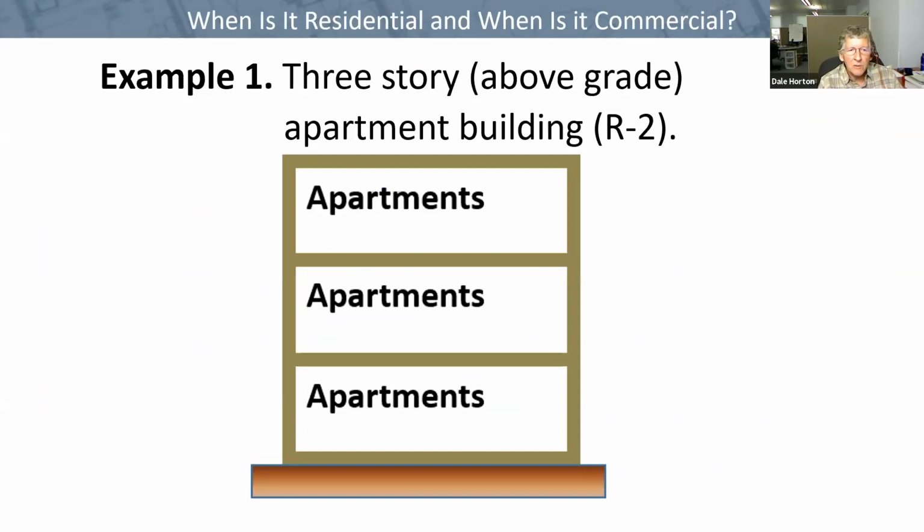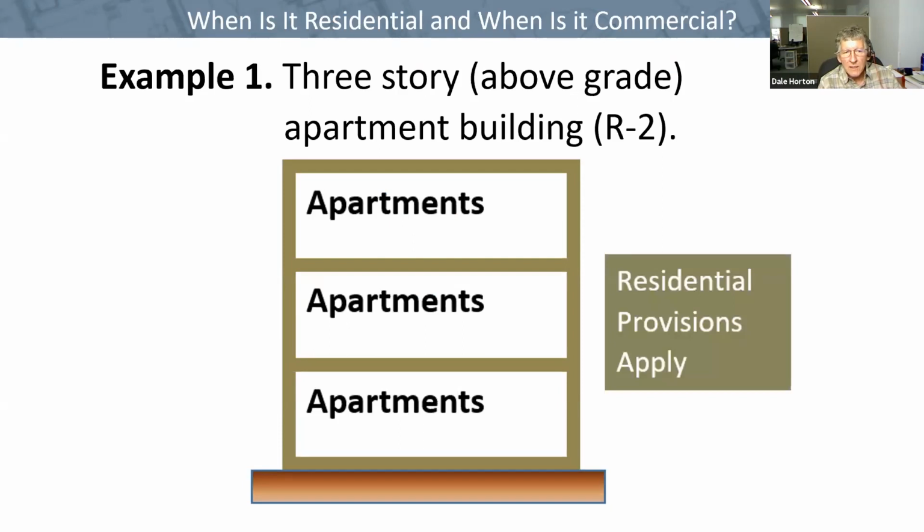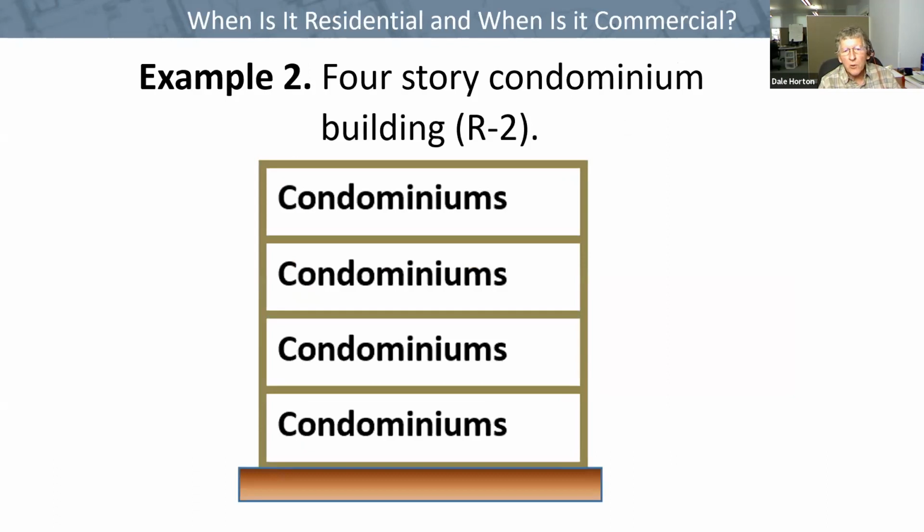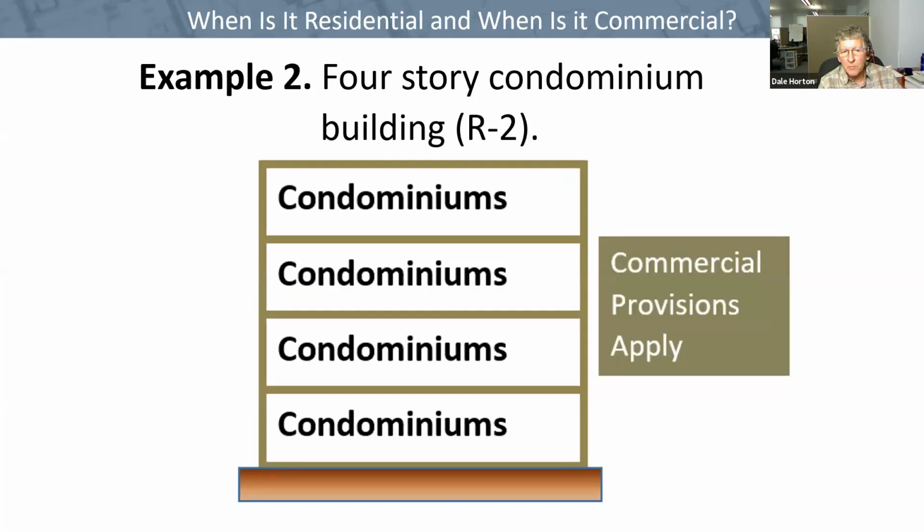So let's look at a few examples. If you have a 3-story apartment, could be apartments, could be residential condominiums, the question is, what part of the energy code, residential or commercial, would you apply to this building? The answer is residential, because it's a qualifying occupancy type, R2, and it's less than 4 stories in height. What if you have a 4-story building and it's all residential? Could be apartments, could be condominiums. What part of the energy code would you apply, commercial or residential? The answer is commercial, because it's over 3 stories in height.